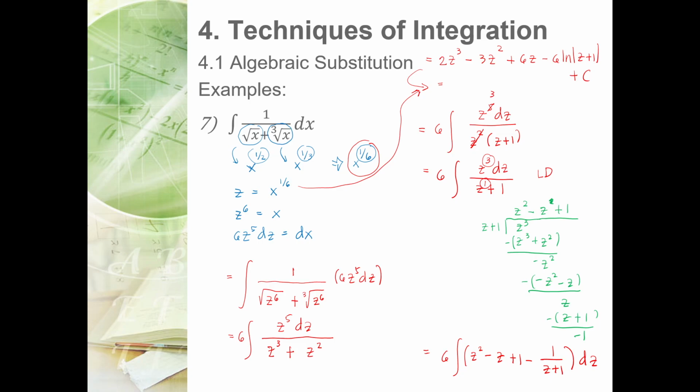Okay, so questions or clarifications for the last example? Okay, hearing none, sige.